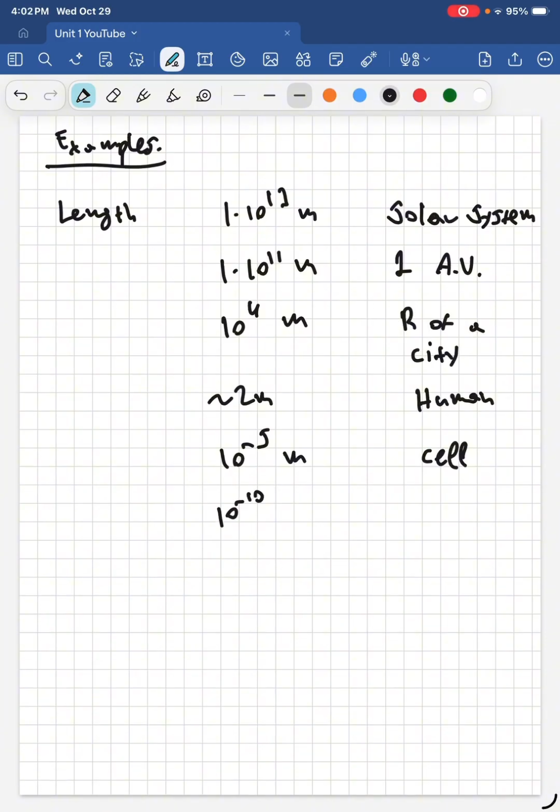10 to the negative 10 meters is the radius of an atom, and 10 to the negative 15 meters is the radius of a nucleus. Okay, so in terms of lengths, these are good benchmarks to keep in mind.